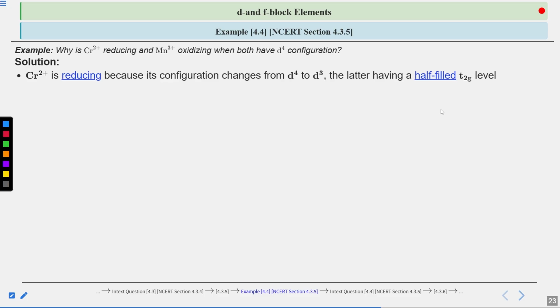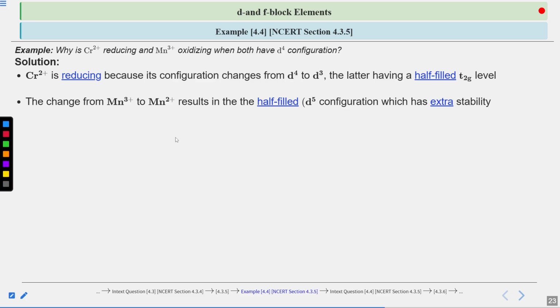When d4 converts to d3, the t2g level is filled by one electron in each space. That means you get a half filled t2g level, which is stable. And the change from Mn3 positive to Mn2 positive results in the half filled d5 configuration, which has extra stability, right? So that's why we say that chromium 2 positive is reducing. That means it is going to reduce others and get oxidized itself.